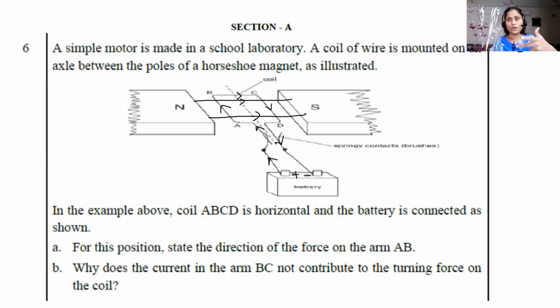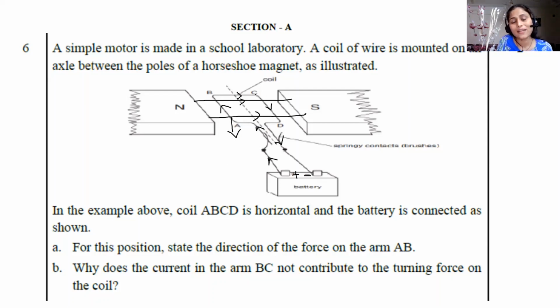Now place your fingers accordingly. This is F, B, and I. B is the magnetic field, which is propagating from north to south. I is the current, which is propagating upward, in this direction. Then automatically you will see your thumb come in the downward direction. So according to this rule, the force which will be acting on this arm AB will be in the downward direction.